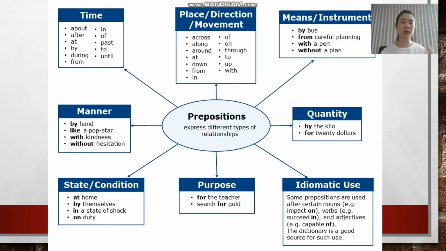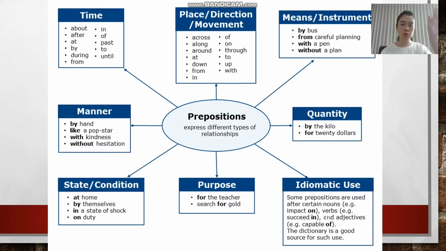So after these prepositions, you can see that all of them are nouns, like the words hand, pop star, kindness, and hesitation. What else? It can be about state or condition: at home by themselves, in a state of shock, on duty, okay? Or about purpose: for the teacher, search for goal.